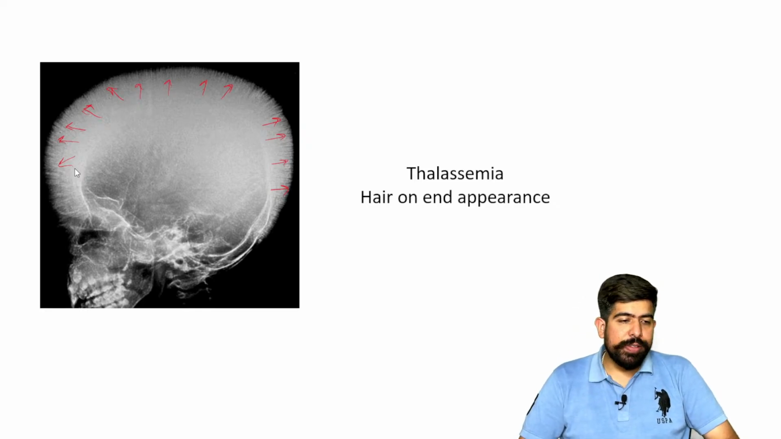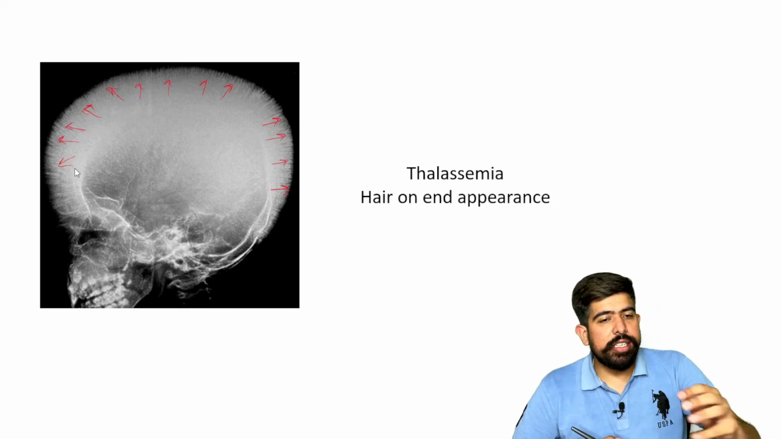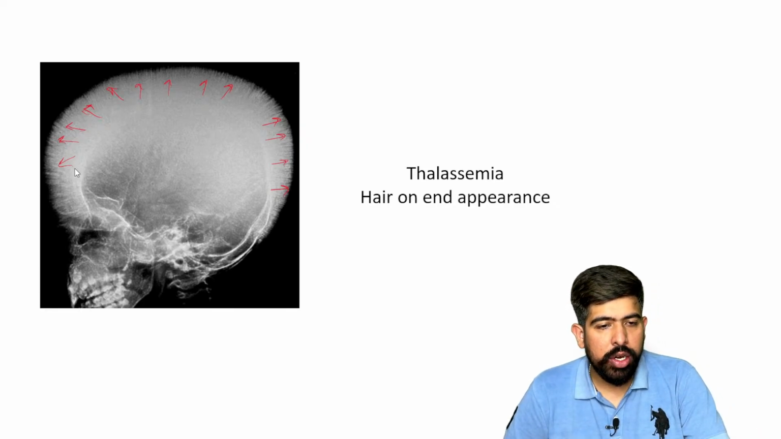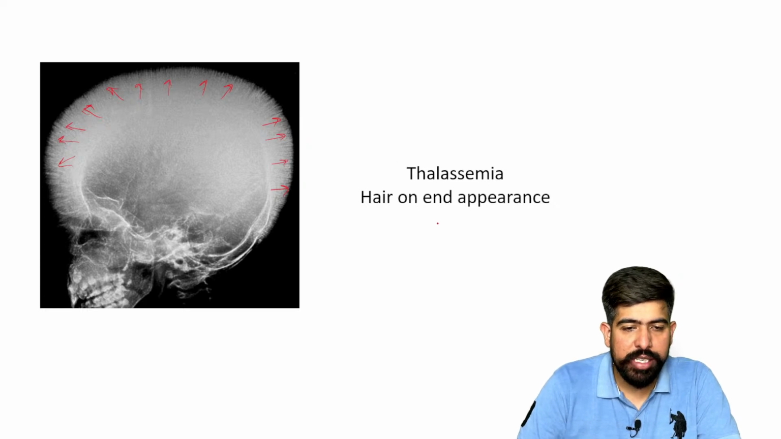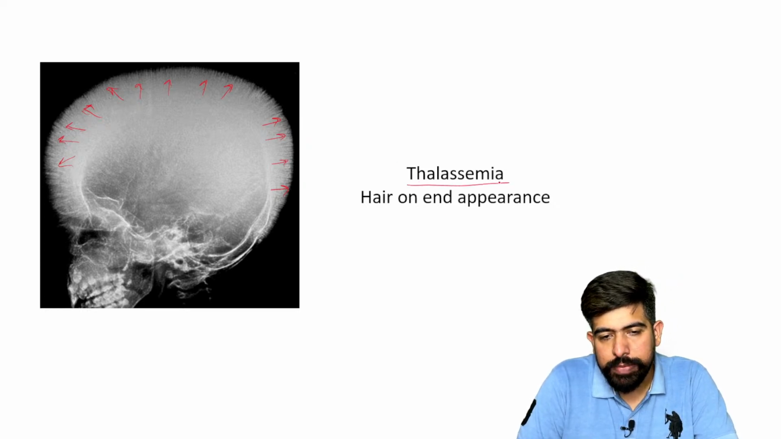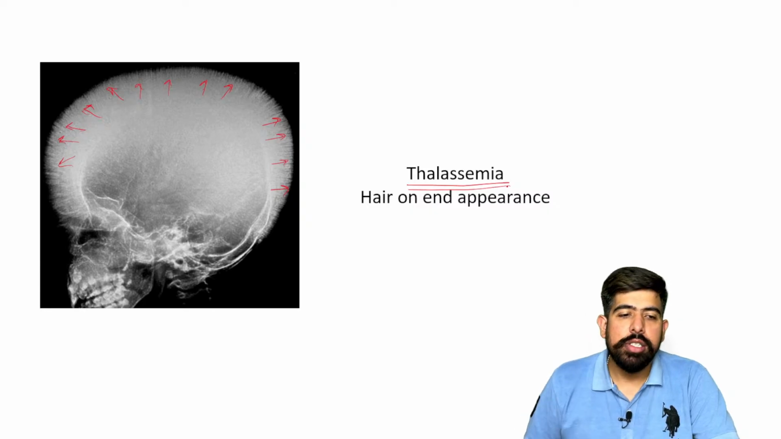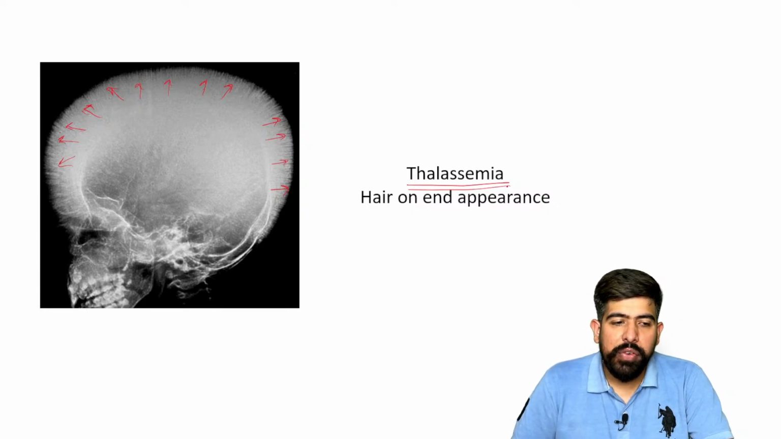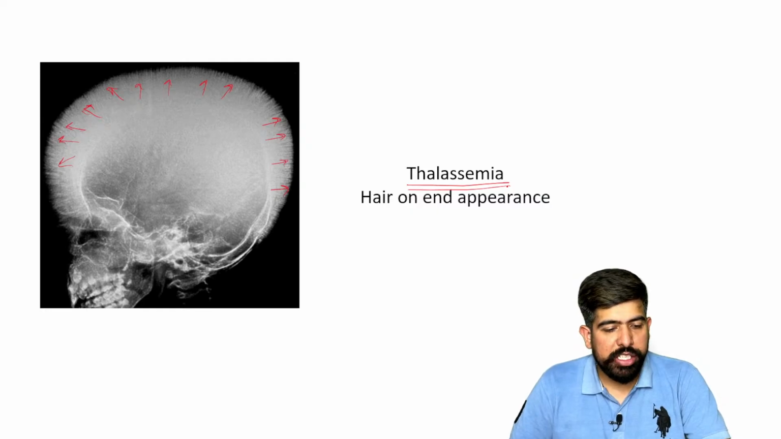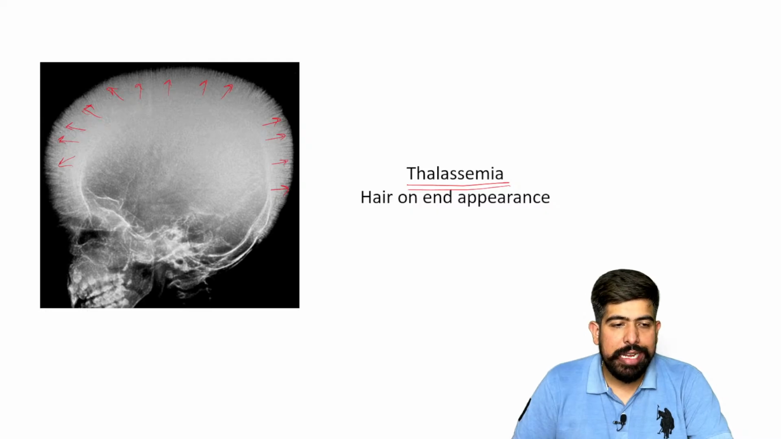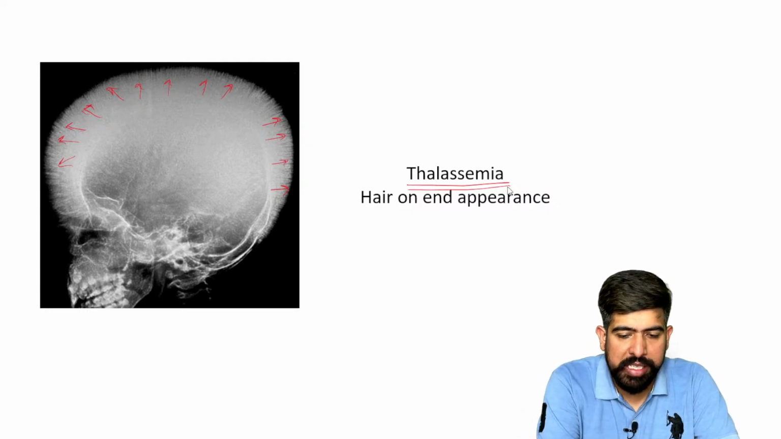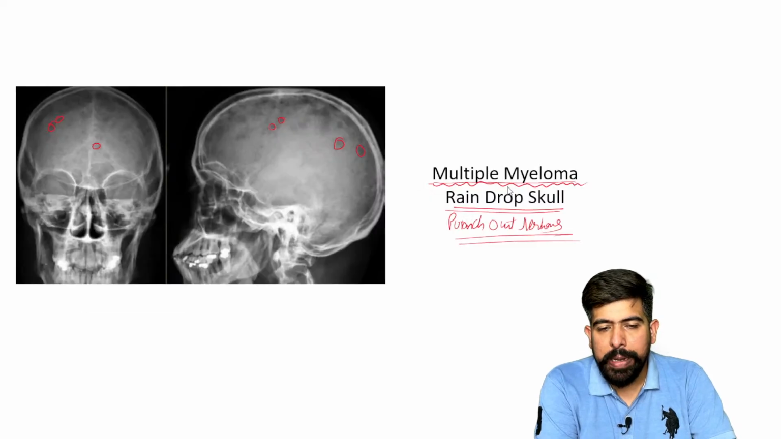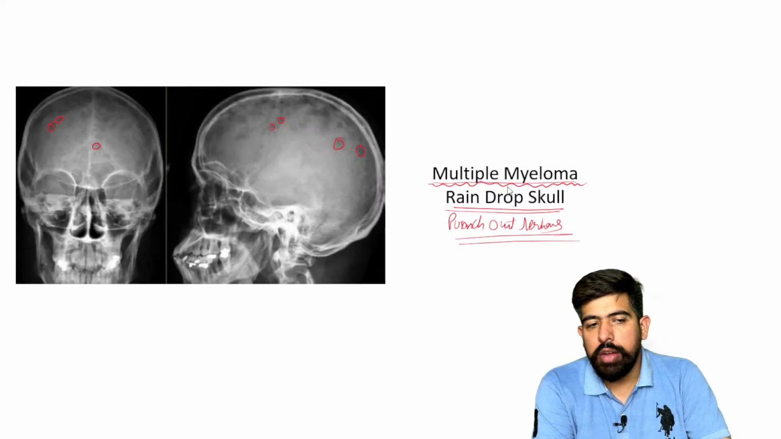And in which disease can we see this hair on end appearance? This is particularly seen in the disease thalassemia, right? So this will be seen in thalassemia, right? The patient will show the hair on end appearance in thalassemia, right? Now moving forward for the next image, right? So from the skull, please remember these two images, raindrop and punched out lesion. They can ask you with both of the names.